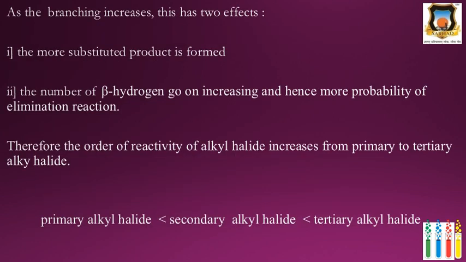Then, as branching increases, there are two effects. The more substituted alkene is obtained as a major product, and second, the number of beta hydrogens goes on increasing, so there is more probability of the reaction taking place. Therefore, the order of reactivity of alkyl halide is: tertiary alkyl halide is more reactive than secondary alkyl halide and then primary alkyl halide.